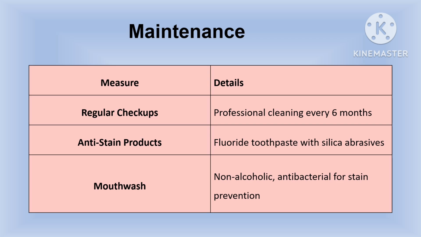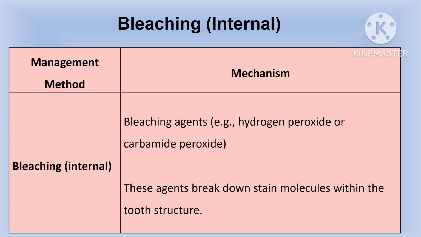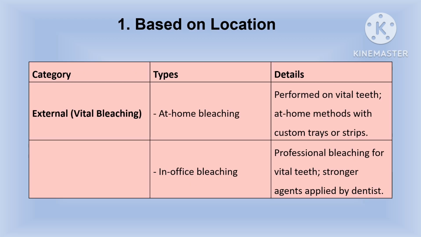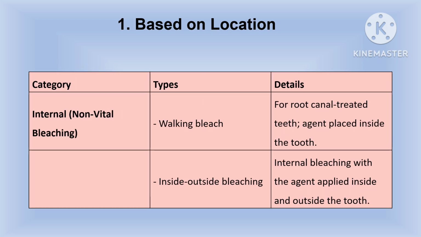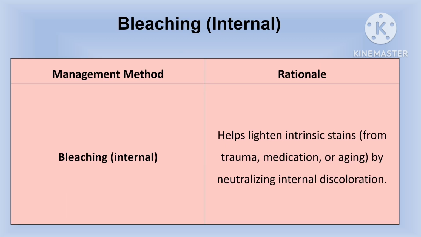About the management of internal staining. First of all, we'll talk about internal bleaching. Internal bleaching is a treatment used to address the intrinsic stain caused by factors like trauma, aging, and certain medications. The process involves placing a bleaching agent such as hydrogen peroxide or carbamide peroxide inside the tooth. This agent works by breaking down the stain produced from within the tooth structure.